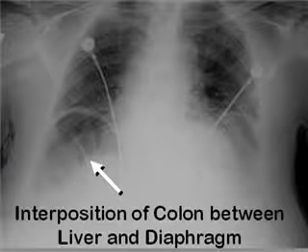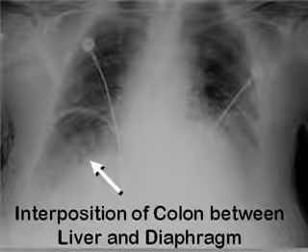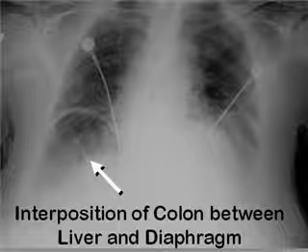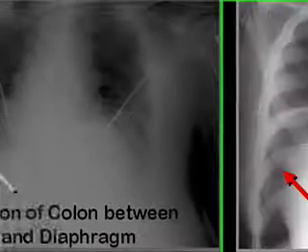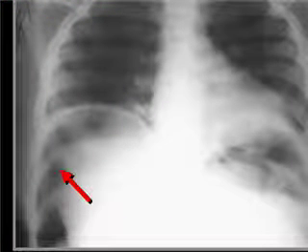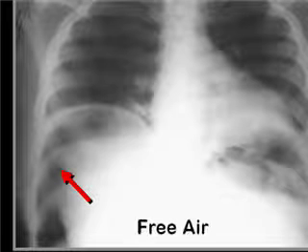This represents haustral markings in the colon, and this is what interposition of the colon between the liver and the right hemidiaphragm looks like. It has a name associated with it. It's called Chilaiditi syndrome. It isn't really much of a syndrome at all. This, on the other hand, is the true appearance of free air. You'll notice that there are no haustral lines, which distinguishes it from the interposition of the colon.